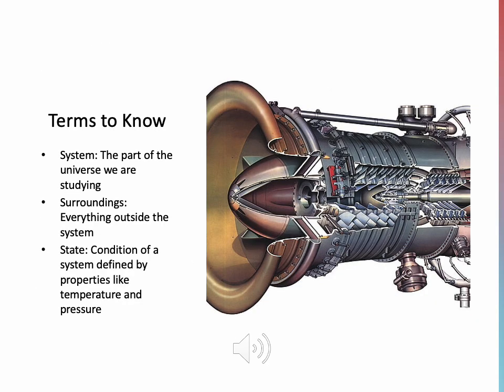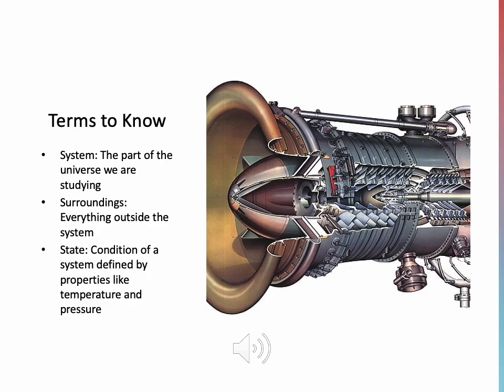There are a few basic terms we need to know before getting into the thermodynamic laws. First, a system is the part of the universe we are focusing on. For example, if we are heating water, the system might just be the water inside the pot. The surroundings are everything outside the system. In this case, the pot, the stove, the air, and the room.